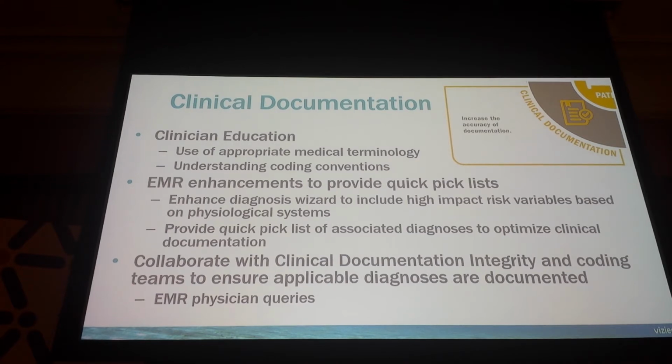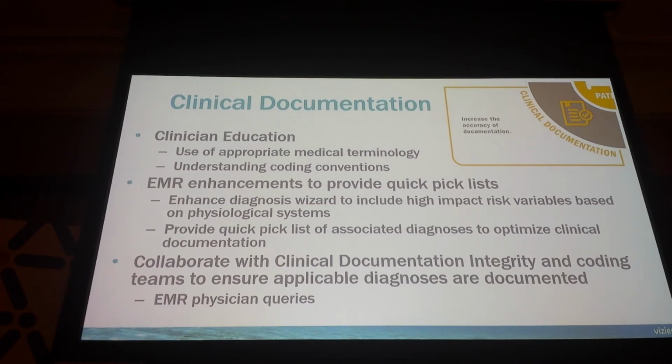documentation. For example, a patient comes in with subarachnoid hemorrhage or ruptured aneurysm. The suggested associated diagnoses are cerebral edema, hydrocephalus, or intraventricular hemorrhage. The physician doesn't have to go and search for those things in the diagnosis wizard. They have it right there within the clinical documentation interface. They can click add, and it's part of it.